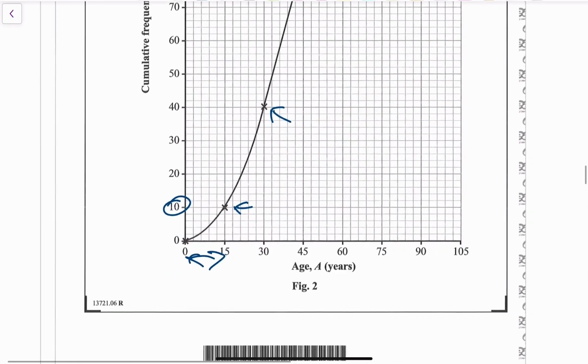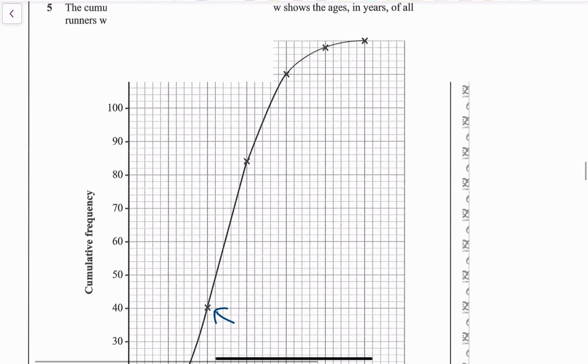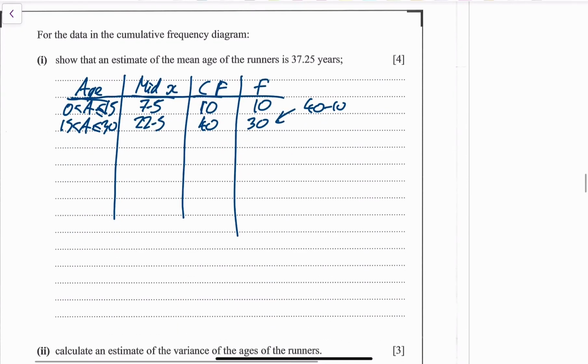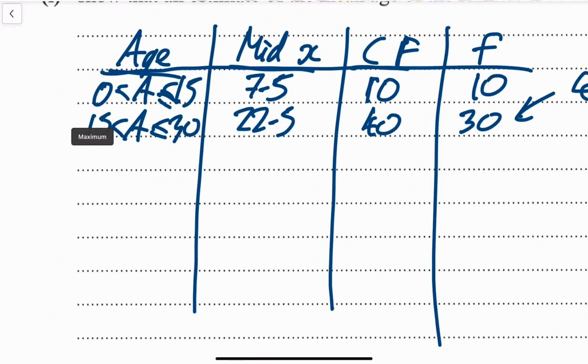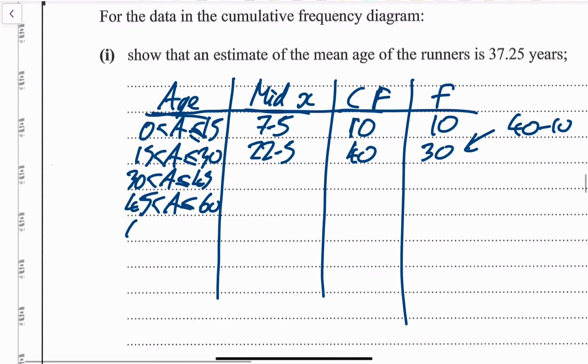So let's just do all the ages first of all. The next ones are going to be 30 to 45, 45 to 60, 60 to 75, 75 to 90. We'll just put them in first. And then the corresponding midpoints, so just adding the two extremes and dividing by 2.